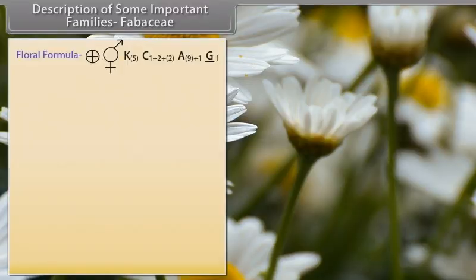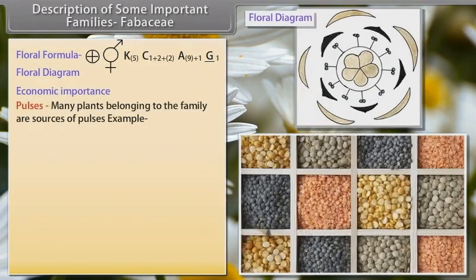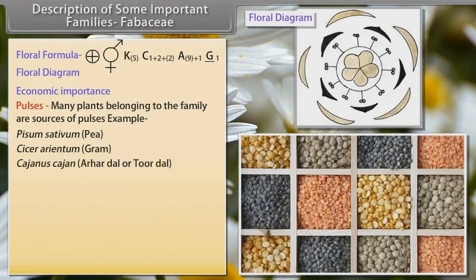Floral formula is, and this is the floral diagram. Economic importance. Pulses. Many plants belonging to the family are sources of pulses. Example, Pisum sativum, pea; Cicer arietinum, gram.